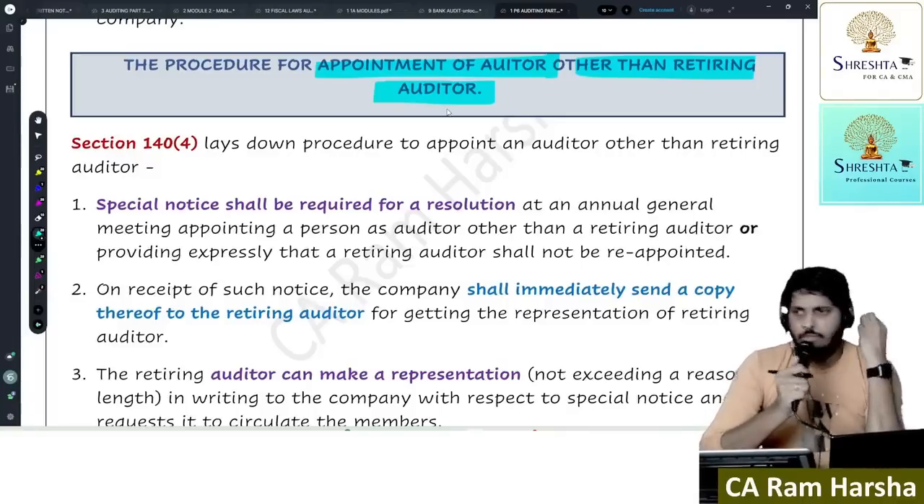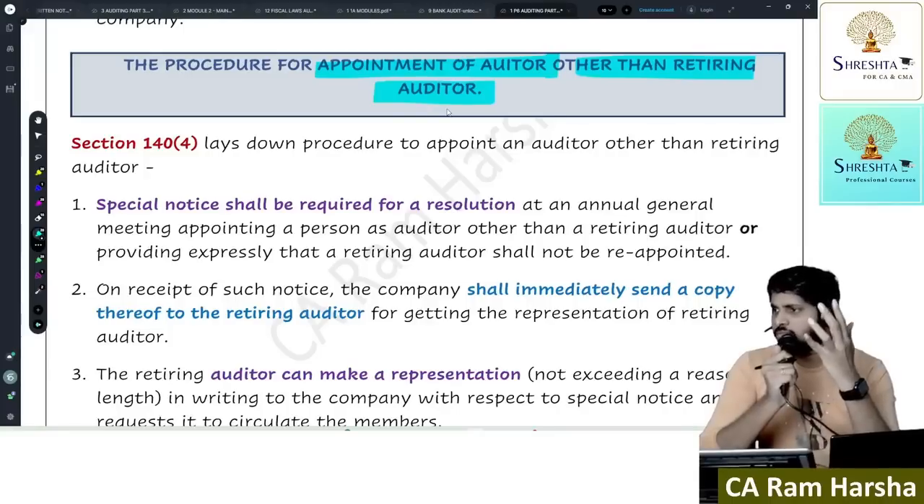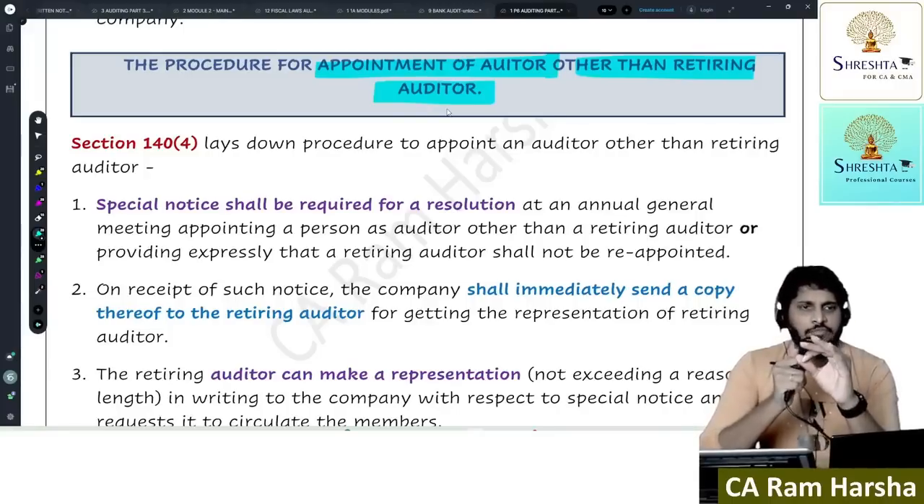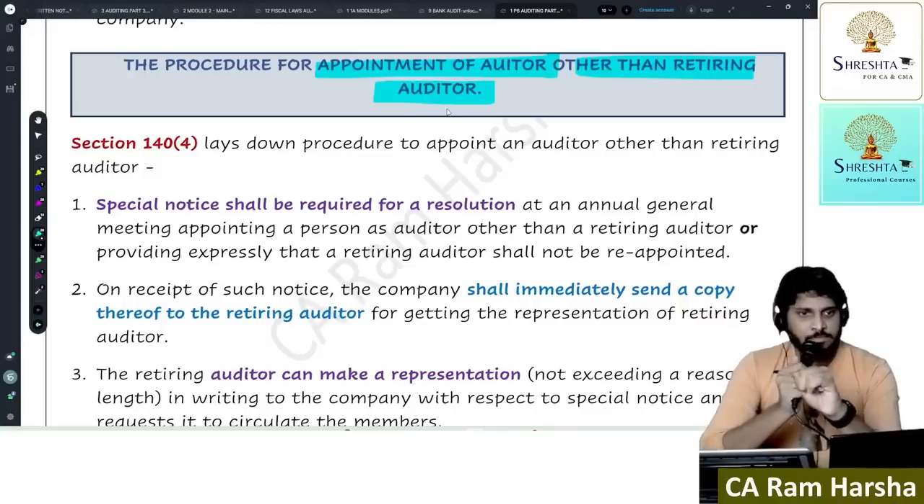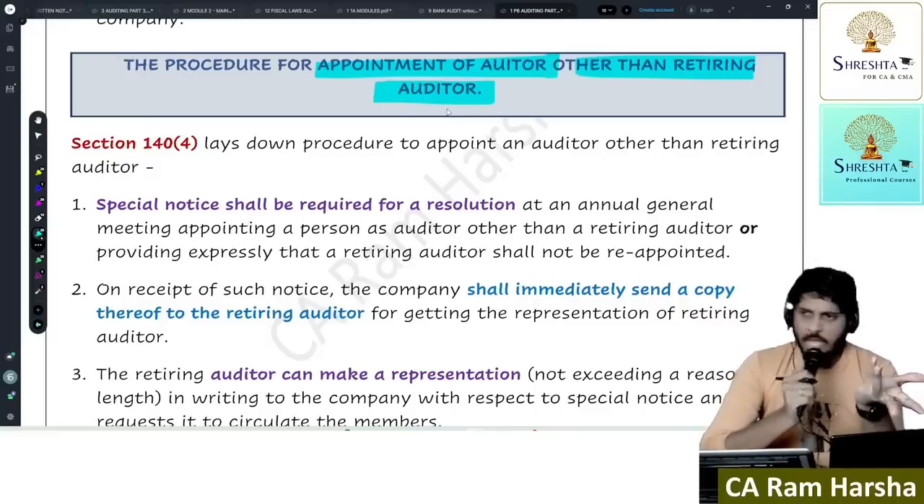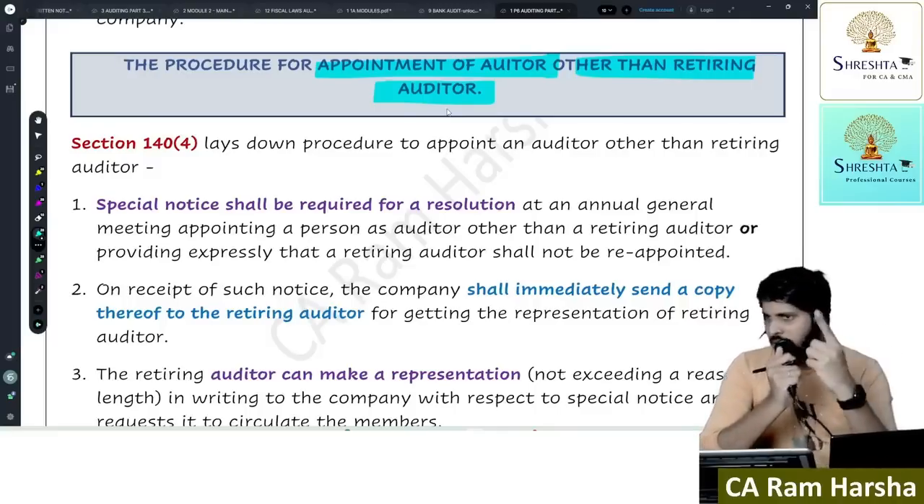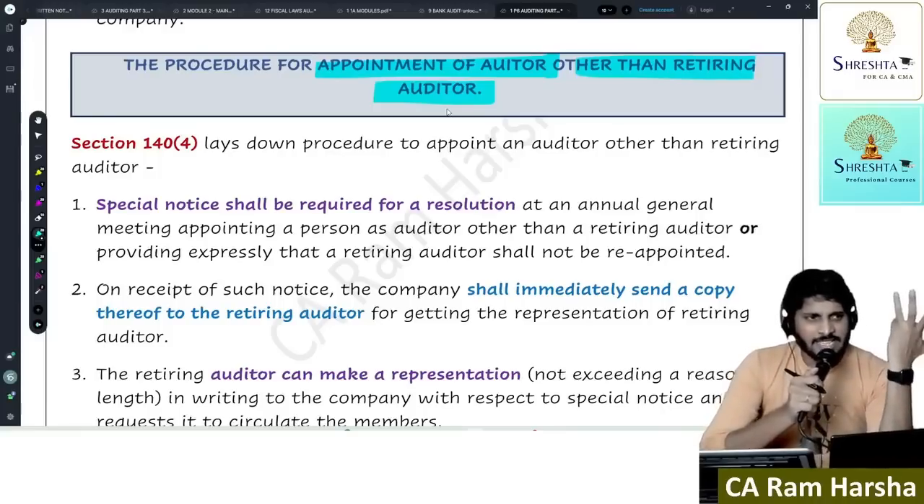The company's board of directors will form a resolution. What resolution? From the 44th AGM onwards, Mr. B will be our auditor. Now, the AGM notice will be sent to the members. In the notice, they will mention Mr. B will be our upcoming auditor from the 44th AGM to the 49th AGM. Shareholders will come, approve it, over. Correct? Where is special notice in this?